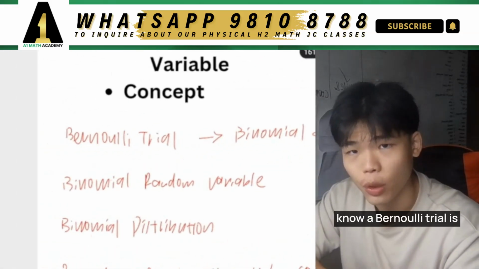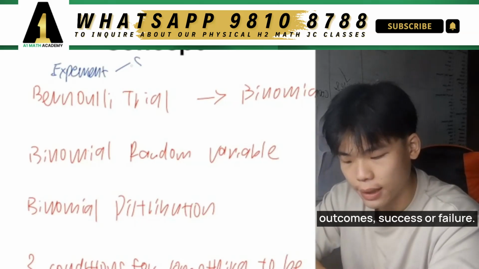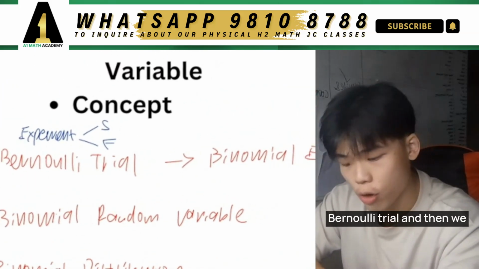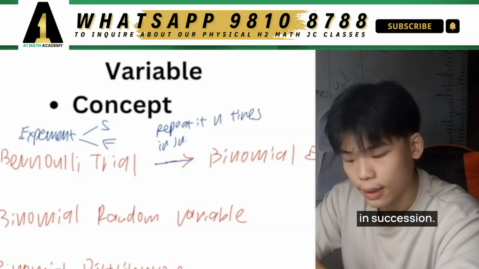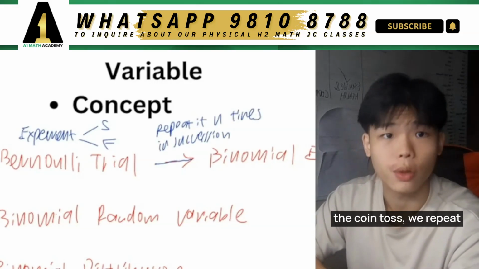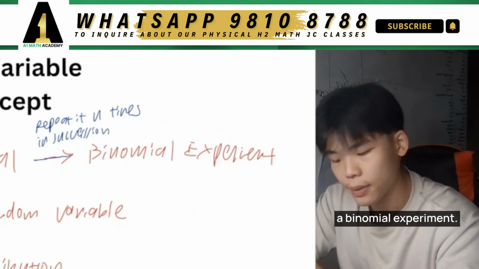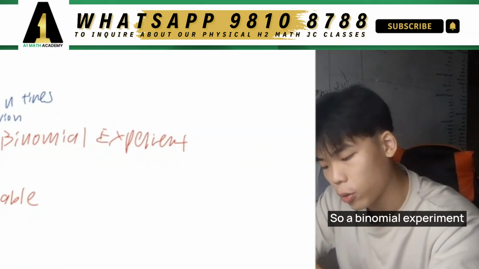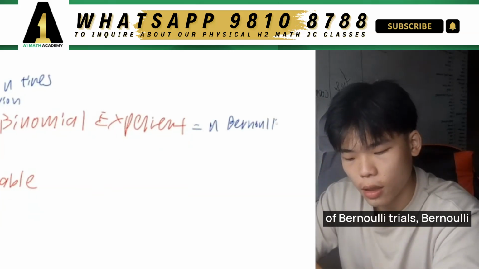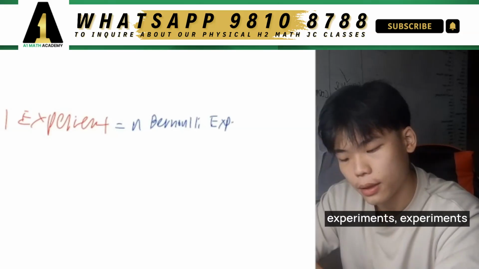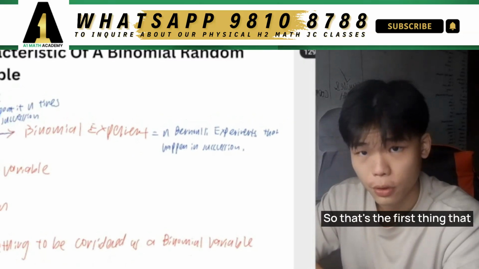So first thing is that we know a Bernoulli trial is an experiment with only two outcomes, success or failure. Now, when we have a Bernoulli trial and then we repeat it n number of times in succession, like just now, the coin toss, we repeat the Bernoulli trial 3 times in a row. We flip, we flip, we flip. That actually becomes a binomial experiment. So a binomial experiment is basically just n number of Bernoulli trials that happen in succession. That's basically it. So that's the first thing that I wanted to go through.